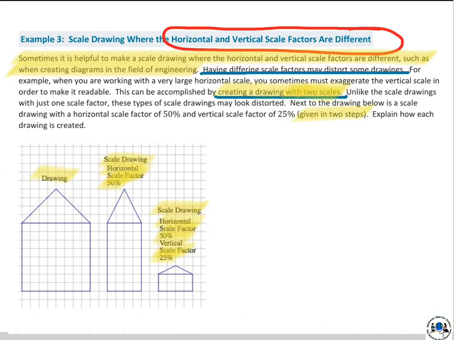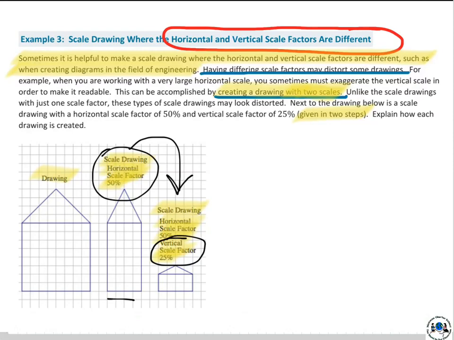So what's happened, we've gone from our original drawing, and we've scaled the horizontal down by 50%, and as you can see, the vertical remains the same. It's the same height in both this drawing and this drawing. But you can see that the horizontal scale factor of 50% has been applied. Now going from here to here, this becomes our new original, and a vertical scale factor of 25% has now been applied.